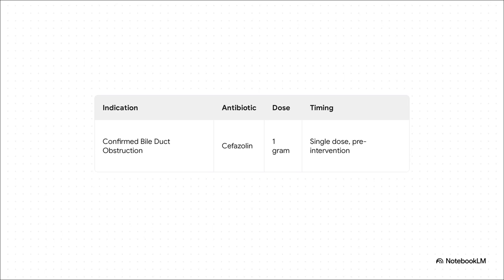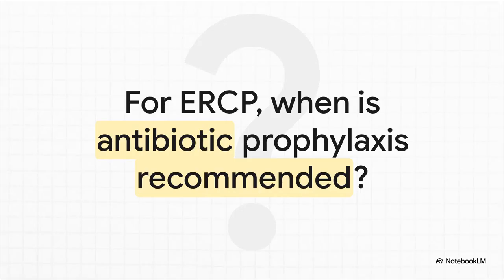But if there's no obstruction, there's no routine prophylaxis. This really is the key decision point for any ERCP. The question, do we give antibiotics, hinges on one single factor. Is there a confirmed or highly suspected biliary obstruction? Nailing this distinction is absolutely essential.